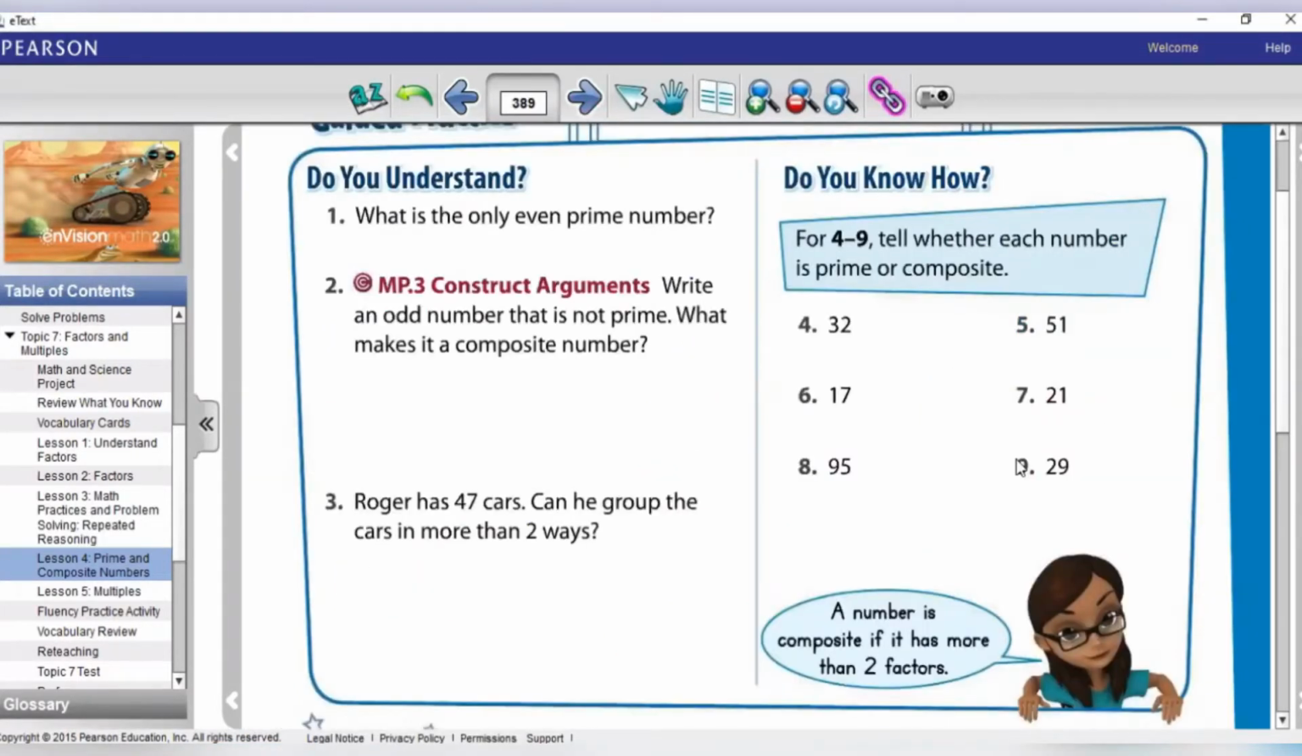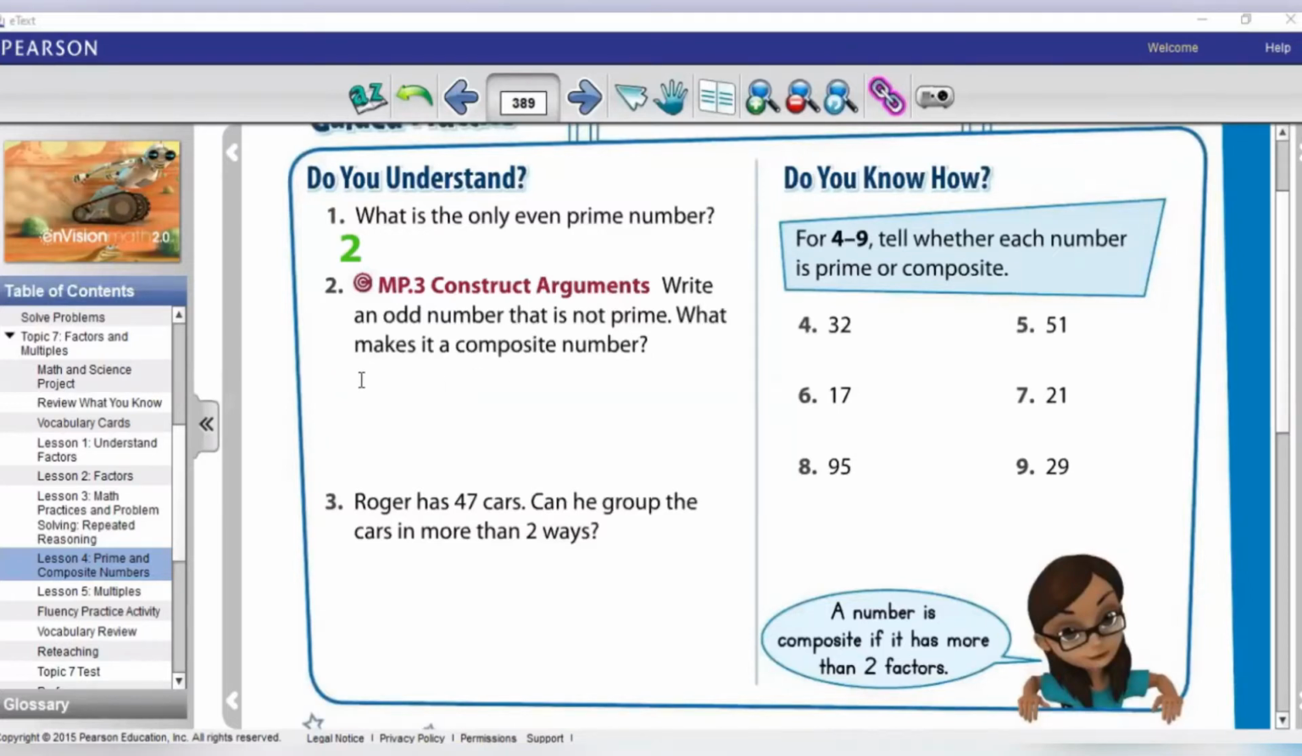Page 389. Number 1. What is the only even prime number? 2 is the only even prime number. Why, teacher? Any even number more than 2 will be divisible by 2, so the number will have more than 2 factors. Number 2. Write an odd number that is not prime. What makes it a composite number?